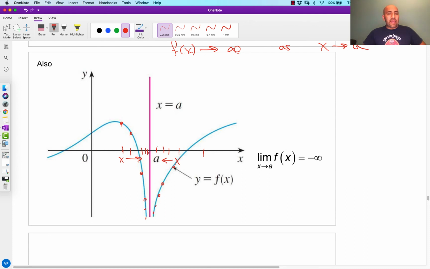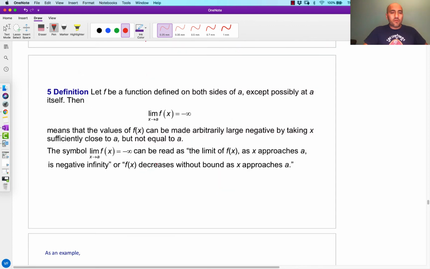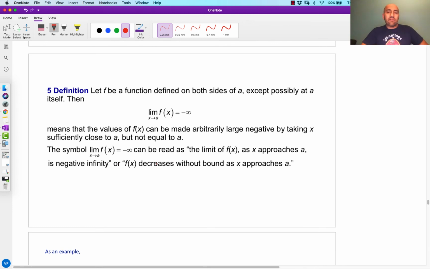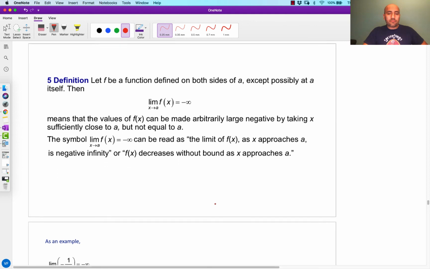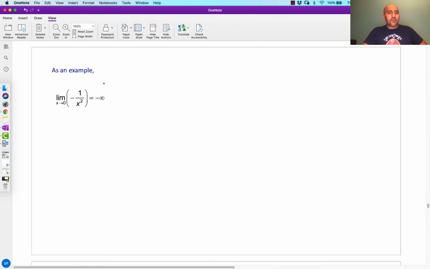Again, x equals a is an undefined value of this function, so we never plug a into it. So let f of x be a function defined on both sides of a, except possibly at a itself. Then the limit as x approaches a of f of x equals negative infinity means that the value of f of x can be made arbitrarily large negative by taking x sufficiently close to a but not equal to a. Okay, so same as before. So here's an example. Let's plug this into our calculator and find the results for this guy.